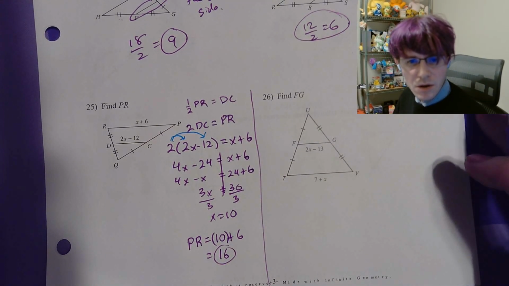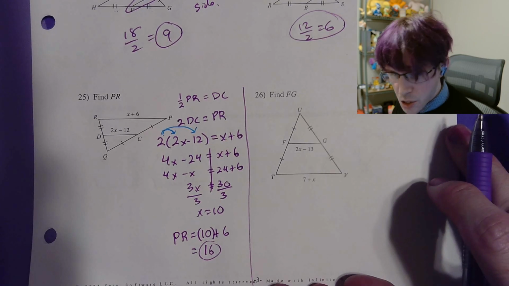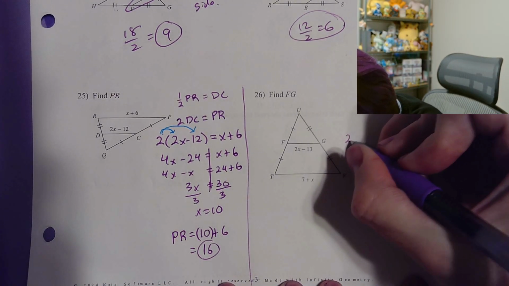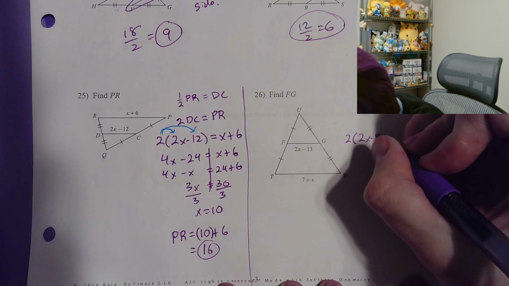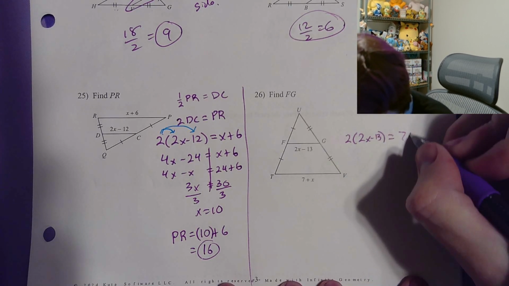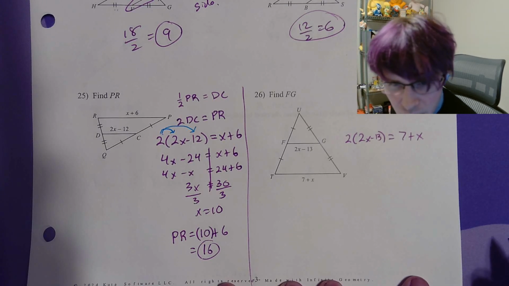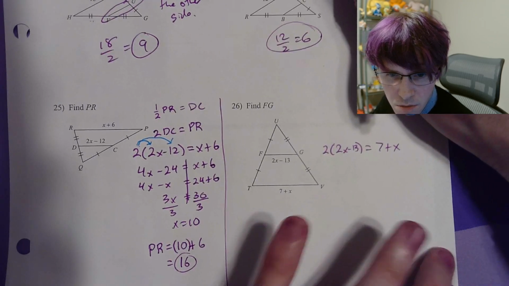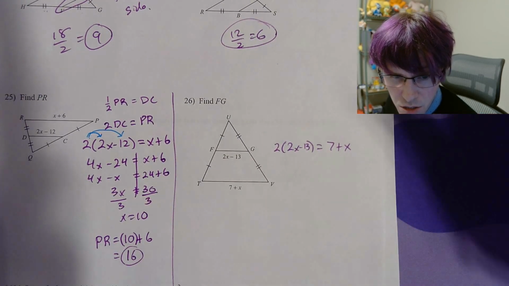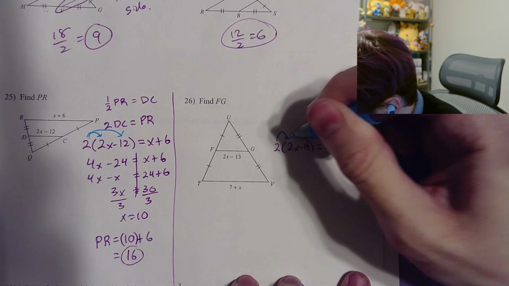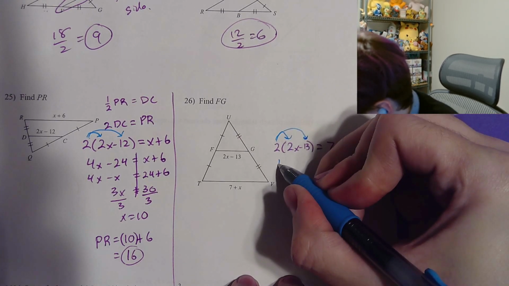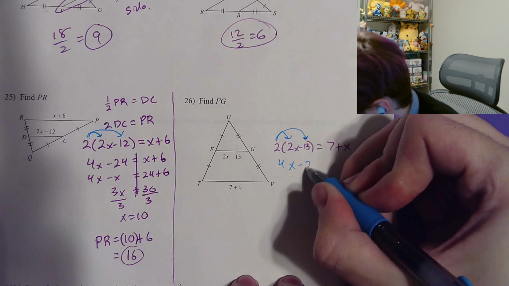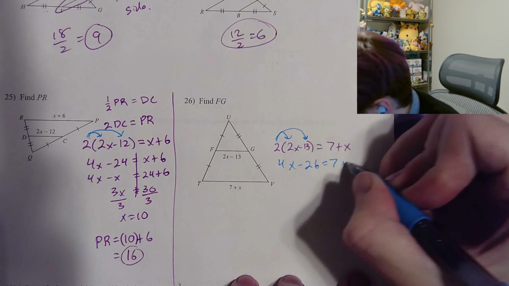Same exact idea on question number 26. On question number 26, we're going to have 2 multiplied by 2x minus 13 is equal to 7 plus x. Take that 2, distribute it out. I'm just going to move this further over so it's actually in focus. All right, moving here, going to both. We have 4x minus 26 is equal to 7 plus x.